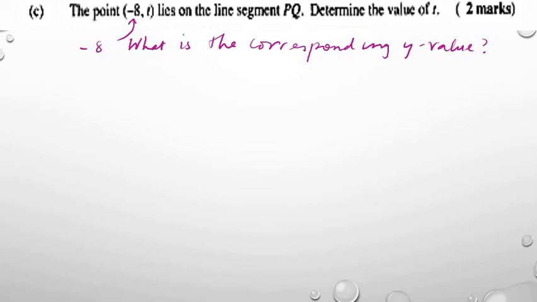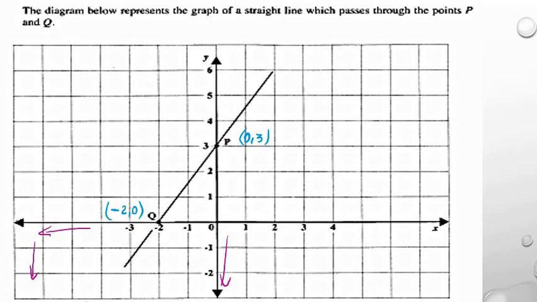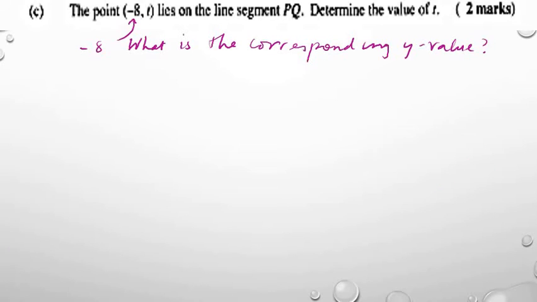Now how do I get that value for t? How do I get that y value? I go back to my equation. The equation of the line is given by y is equal to 3 on 2x plus 3. This line here, the equation of this line is y equals 3 on 2x plus 3. So I'm going to use that information now. This is the equation of the line.